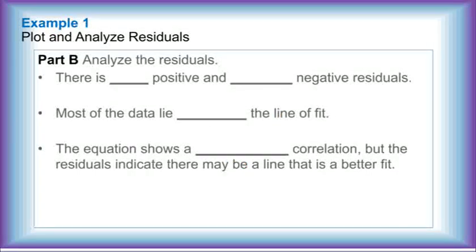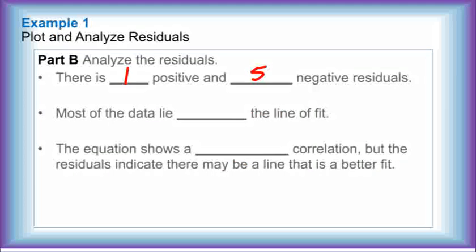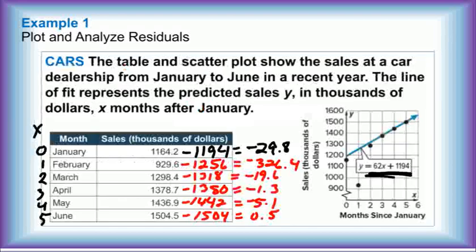Part B says analyze the residuals. So if we analyze it, there is one positive, and the rest of them are negative residuals. So if we go back there, we had 1, 2, 3, 4, 5, 6 of them. 5 of them are negative, 1 of them is positive. Most of the data lie below the line of fit. We go back here, most of them are below the line. So below, below, below, on. So we would say 3, almost half of them are below the line.